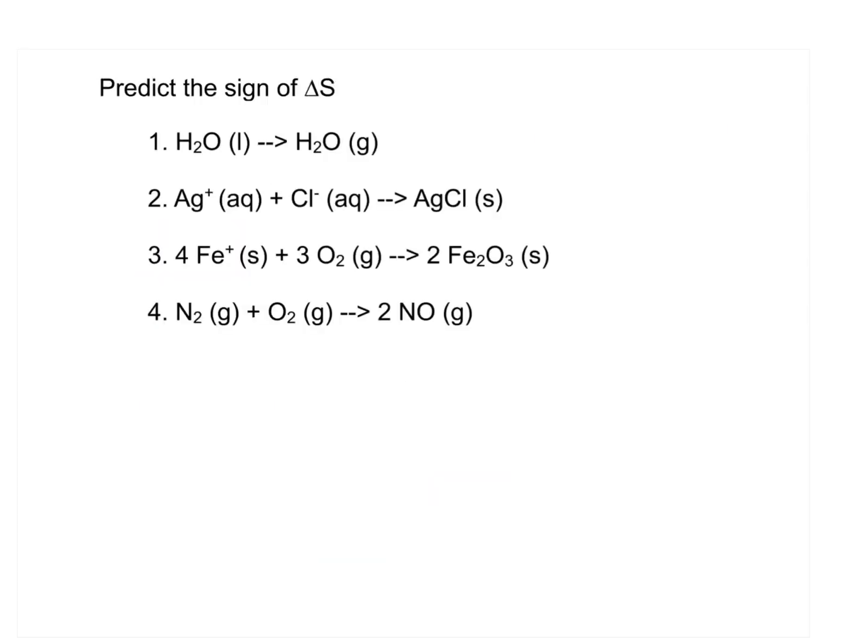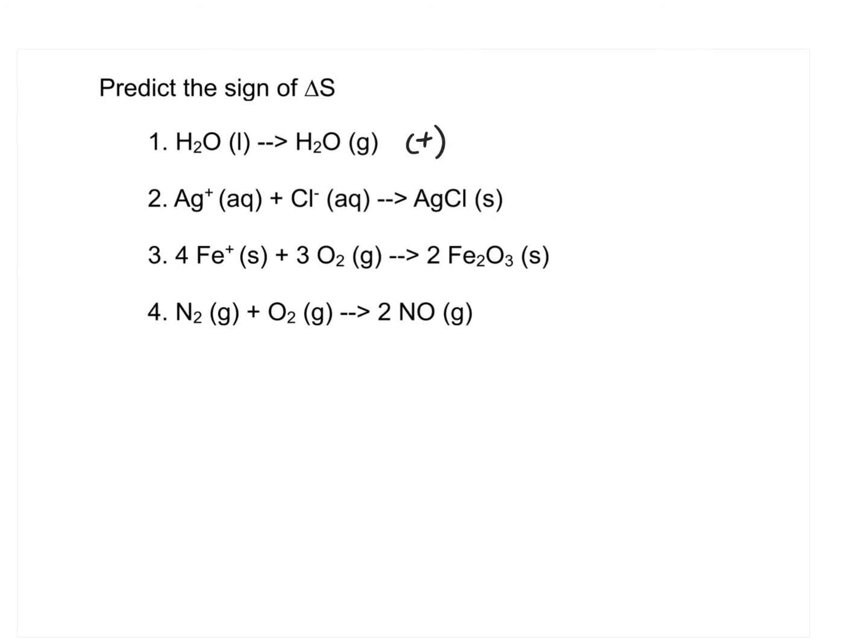So with those three things that we talked about on the last slide, let's see if we can figure out the sign of the entropy in these four situations. Let's take a look at this first one. We've got water as a liquid turning to water as a gas. Now liquid is fairly ordered and gas is very disordered. And so we have an increase in entropy because we're going from a more ordered state of matter to a less ordered one. Also, this applies to the second one in which we have more gas as product than we do as reactant. So this is a positive delta S.